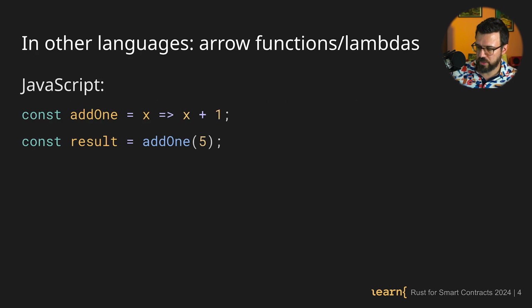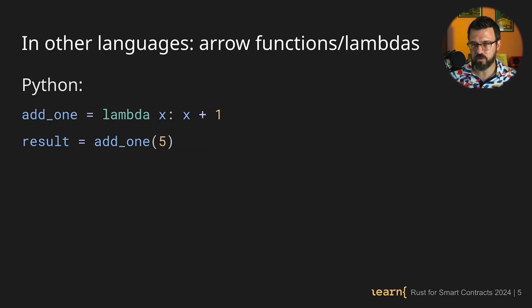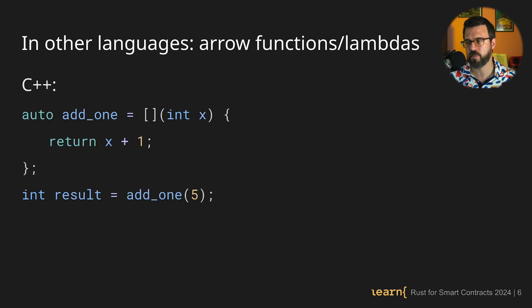And a closure in other languages is often called something else. In JavaScript, we use arrow functions, which in their simplest form look like this. They're used much more in JavaScript than we will use them in Rust, especially in smart contracts. In Python, they're called lambdas, although you can't have multiple statements happening in a lambda. You still can have this single expression kind of lambda function. In C++, they're also called lambdas.